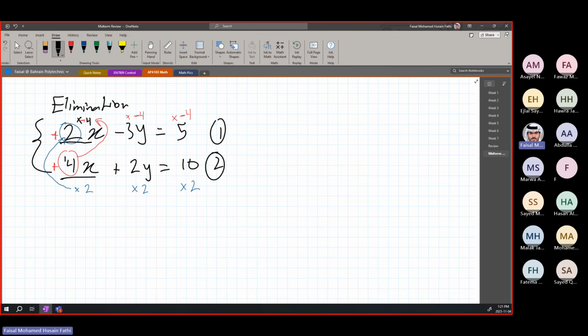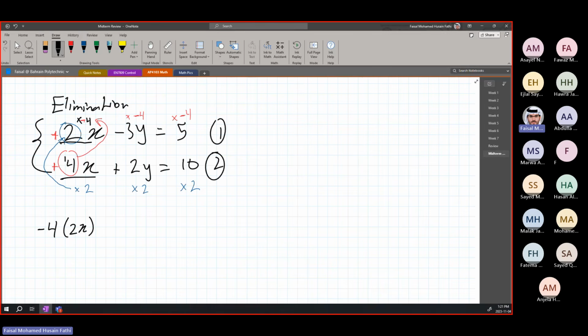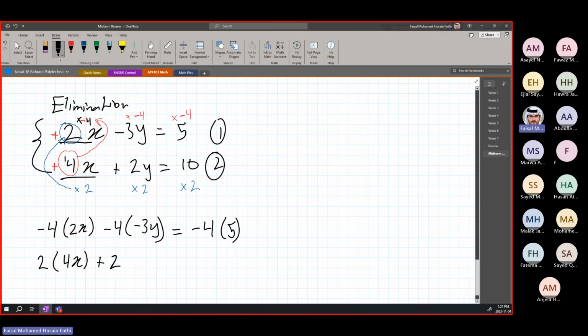So if we just rewrite these equations, it's going to be minus 4 times 2x, minus 4 times minus 3y. Just make sure this is a minus 3y, and this is also multiplied by minus 4. It's equal to minus 4 times 5. All right. Second equation will be plus 2 into 4x plus 2 into 2y is equal to 2 times 10. Okay, so this is equation 1, equation 2.